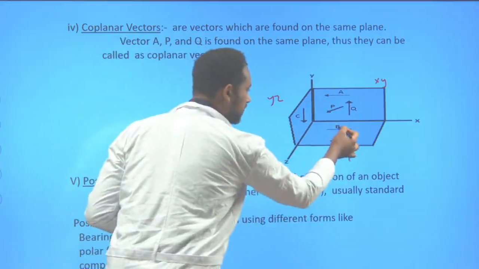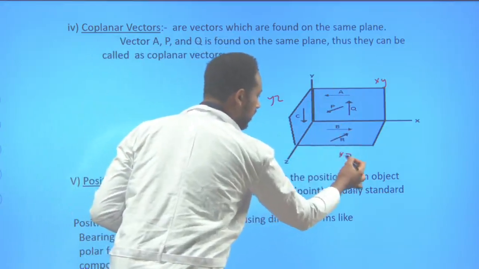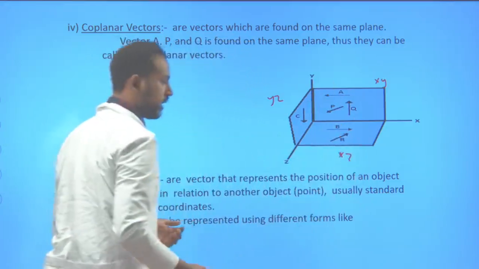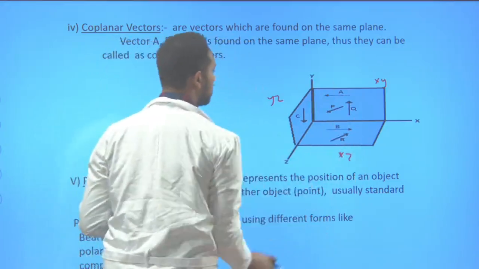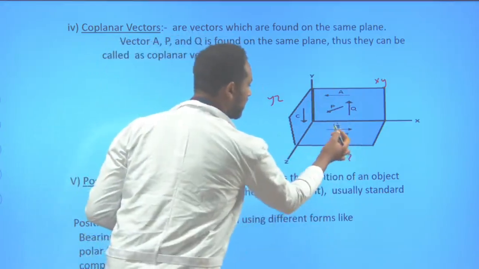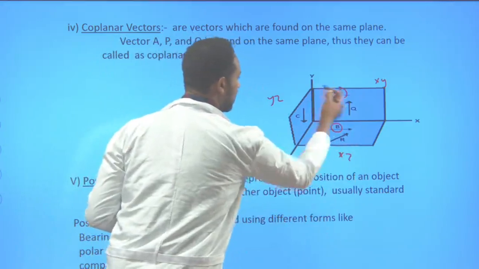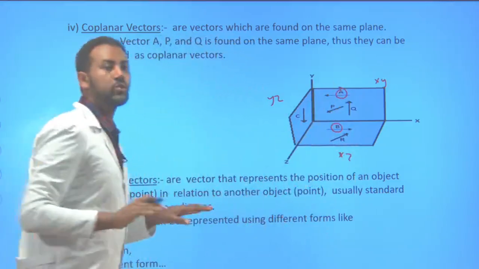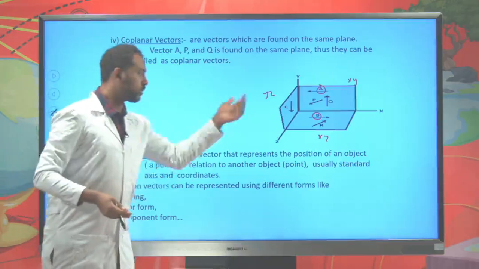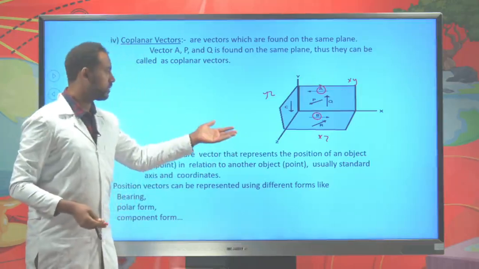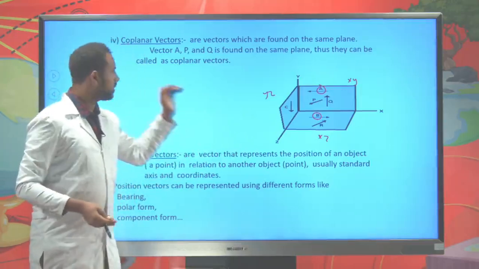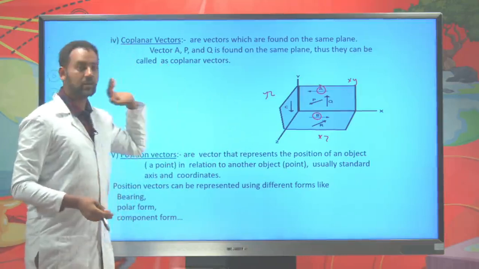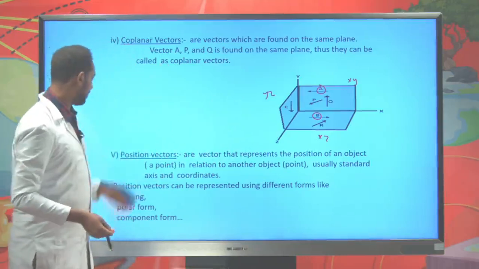Whereas these two vectors, B and R, are found on the xz plane. Therefore, these are coplanar. But vector B and vector A are not collinear vectors, since they are found on different lines. Therefore, coplanar vectors are vectors which are found on the same plane.